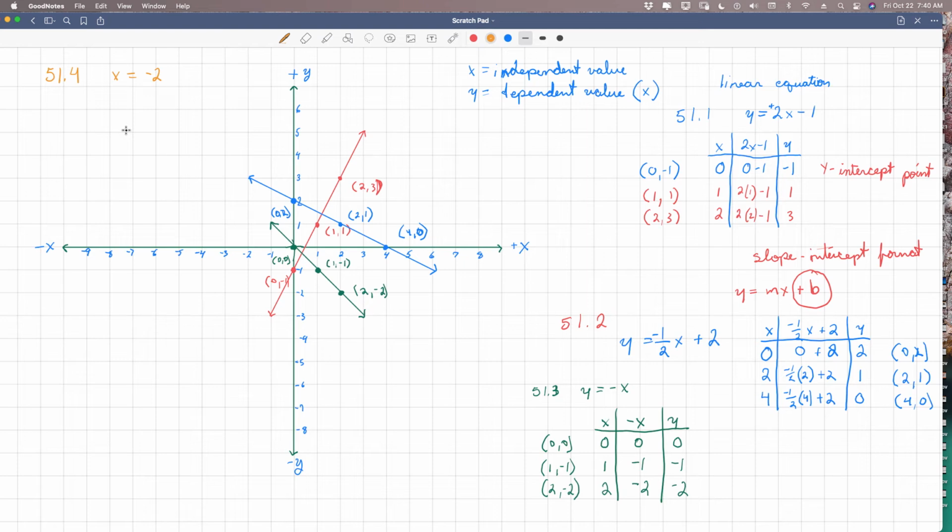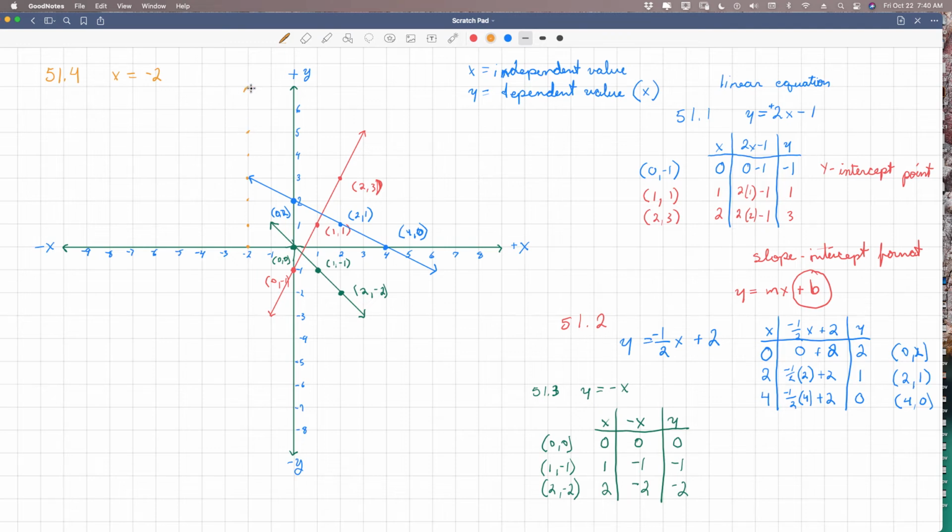What? There's no y value. How do we solve this when there's no y? What this line means is that it doesn't matter what y is. Y can be any number whatsoever. X is always going to be -2. So for every value of y, x is still going to be -2.